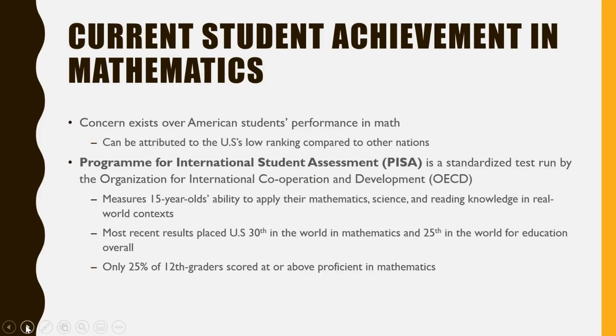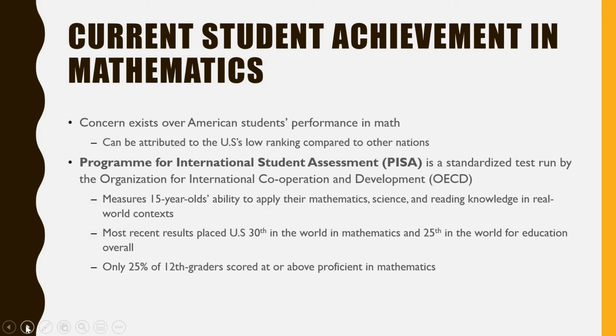So, looking at current student achievement in mathematics, many people today are concerned with student achievement in math. This can be attributed to the U.S.'s low international ranking compared to other developed nations. This ranking is measured through standardized tests such as the PISA, which is an international test given to 15-year-olds every 3 years to measure their ability to apply their math, science, and reading knowledge in a real-world context. The U.S. has continuously underperformed in the math portion of this test, with its most recent 2018 results ranking us 30th in the world in math and 25th cumulatively in education.